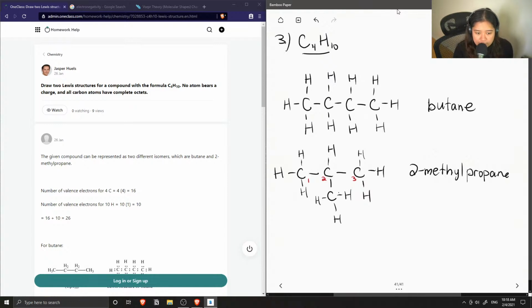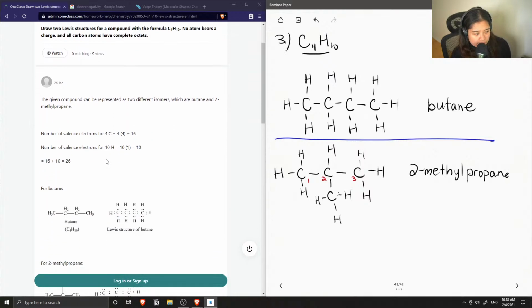And notice that we can no longer move around the carbons in such a way that we have more configurations, because if we were to put a carbon group or another methyl group on either carbon 1 or 3, then we would just end up getting butane again. So these are just the 2 Lewis structures that you could form with the formula C4H10.